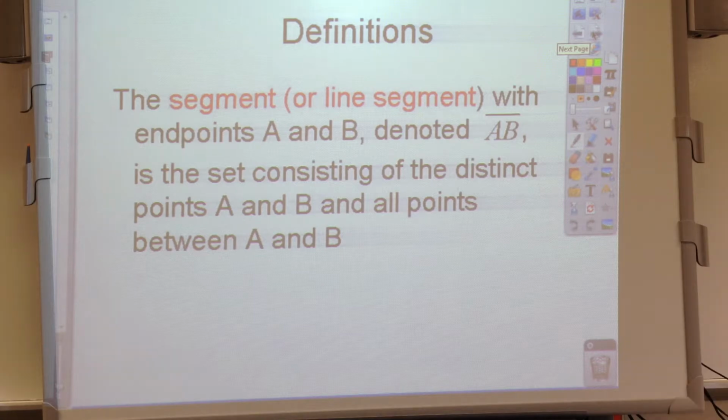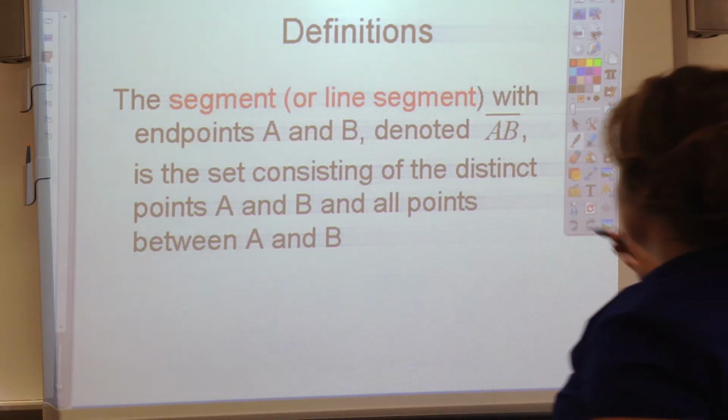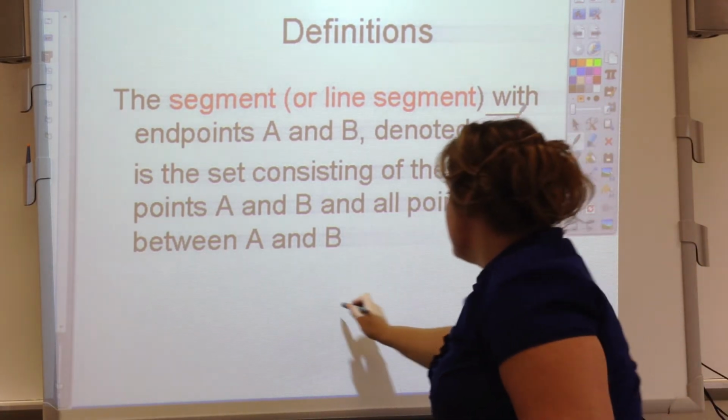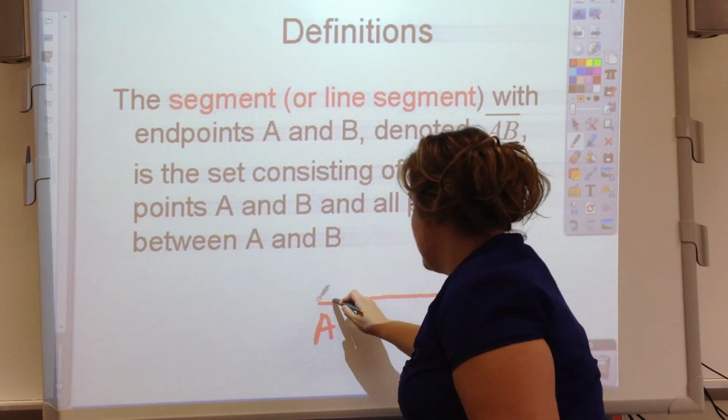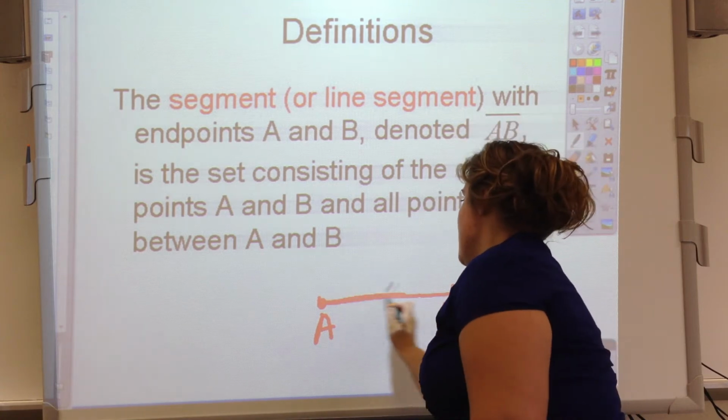We have some definitions for you to write down. The segment or line segment with endpoints A and B, denoted, remember when we write a line, we always write the line above it, AB with a line above it, unless we're talking about length, then that line is gone. So we have line segment AB is the set consisting of all the distinct points A and B, and all the points between. It's going to look like this. Here, if I don't have any arrows written, that means that I have endpoints at A and B. This line includes those endpoints and everything between.